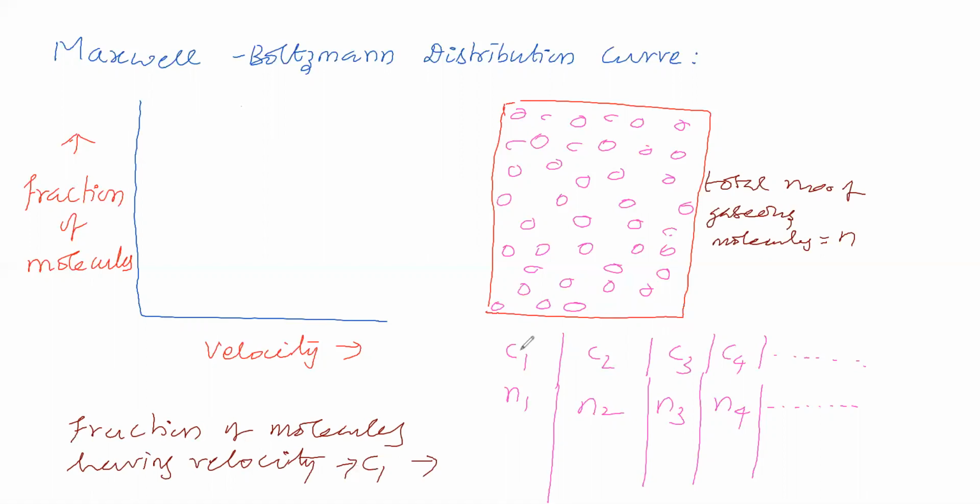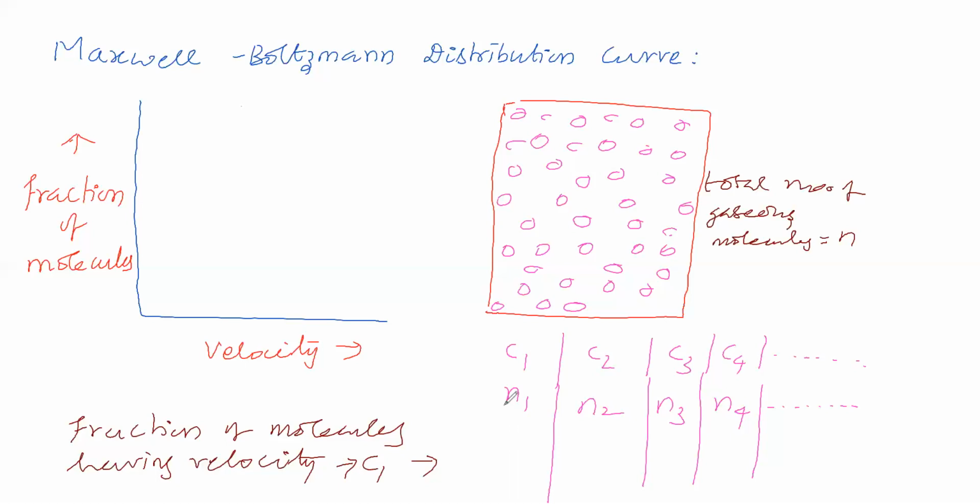Now here, velocity c1 is possessed by n1 molecules. Total number of gaseous molecules is n. What is the fraction of molecules having velocity c1? n1 is called the number of molecules having velocity c1. But we are not asking the number of molecules having velocity c1, we are asking the fraction.